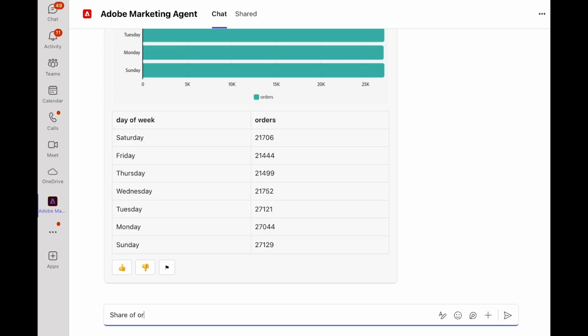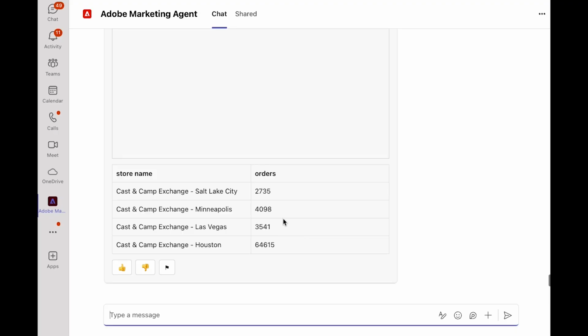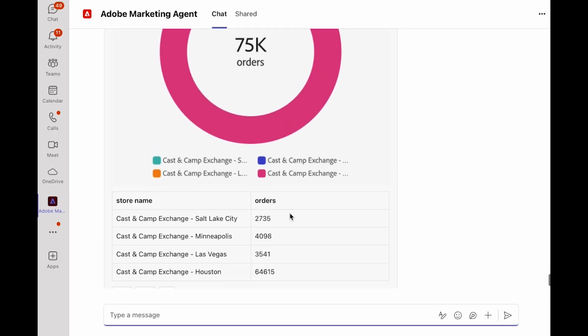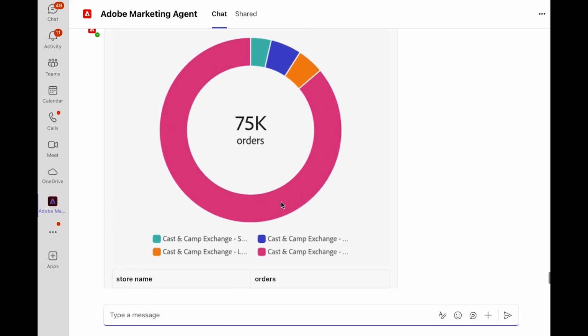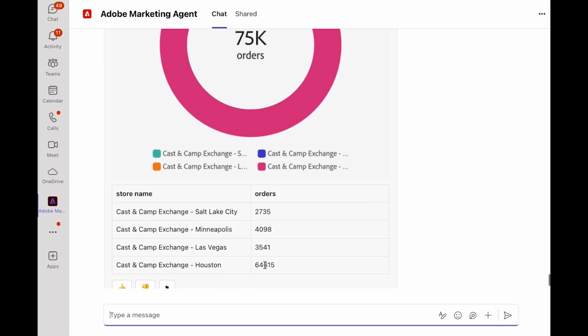I'll type, "Share of orders by store name last December." The agent builds a donut chart showing the breakdown by store. Houston is clearly leading the pack. That big slice on the chart is mapped to Houston, and it's driving most of our December orders.